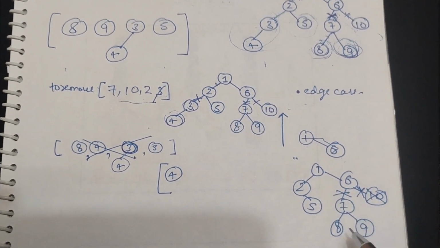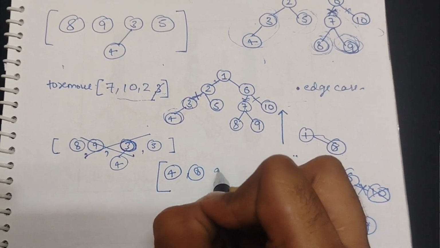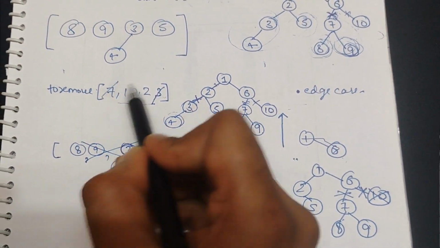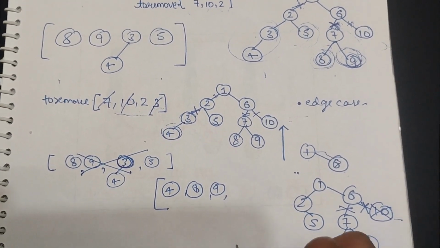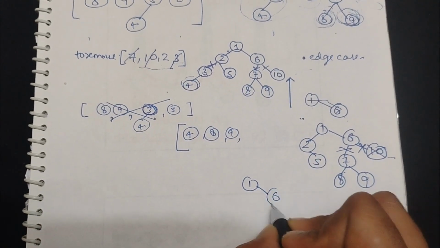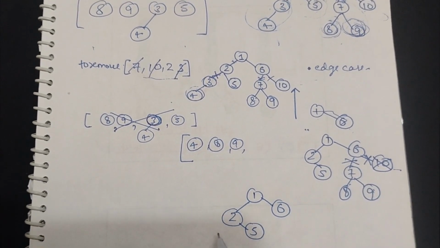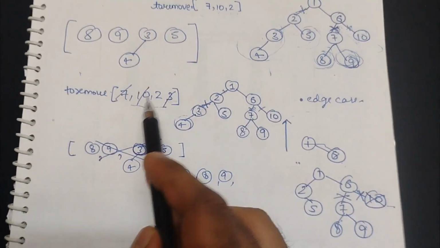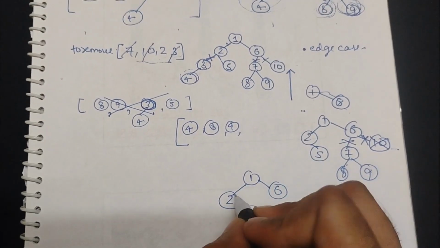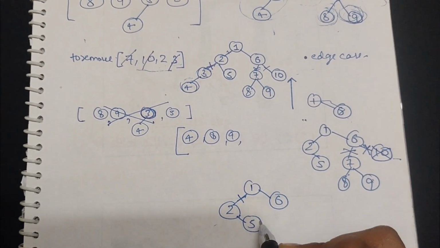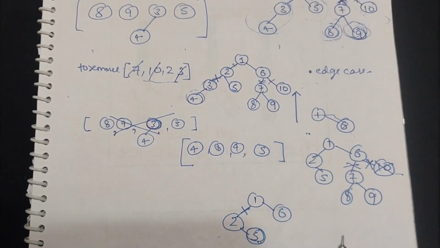For 7, I'll remove the 7 and store the left and right subtrees, that is 8 and 9. Now this level is completed. Now the tree looks like this: 1, 6, 2 and 5. Now is 5 present in this array? No, it is not. Only 2 is present. So now I will remove this 2 and store its subtree, that is 5. Now this is the correct answer.